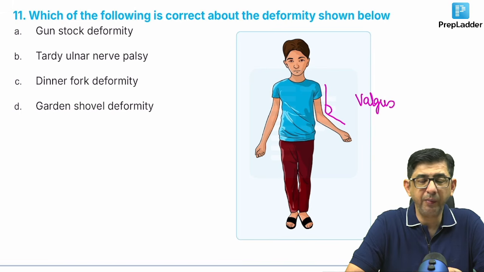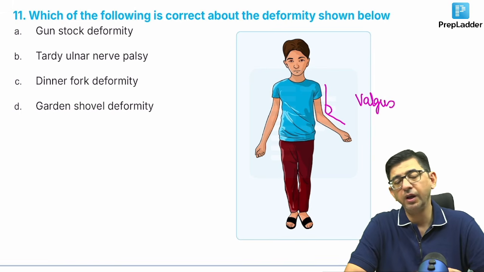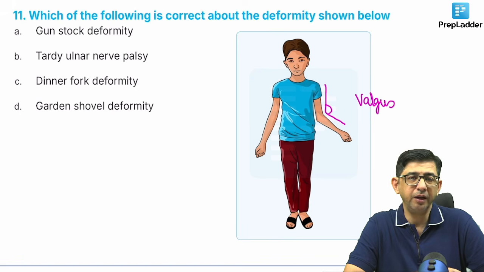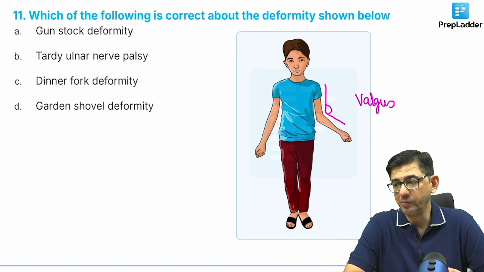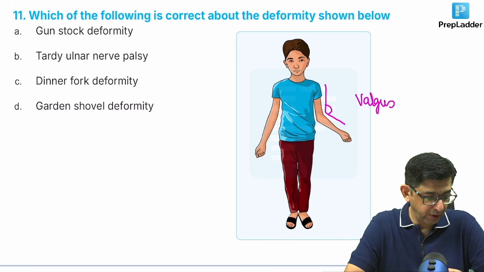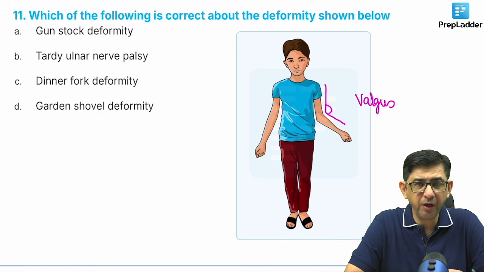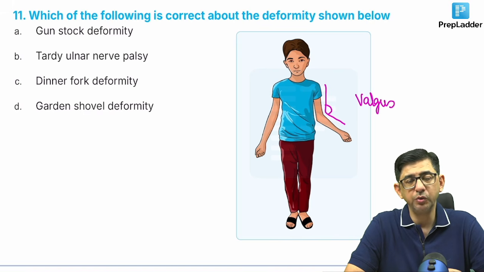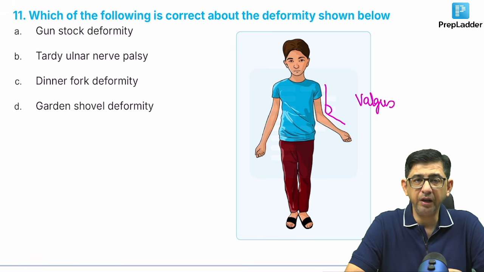If this was present bilaterally, I would have thought in terms of Turner syndrome. Then I would have looked for webbing of the neck, and for any information with respect to hypoplastic nipples, infantile uterus, streak ovaries. I would have thought in terms of Turner syndrome. But it's an orthopedic class, there's a valgus on one side. So yes guys, let me know, is this a gunstock deformity or is it a tardy ulnar palsy?